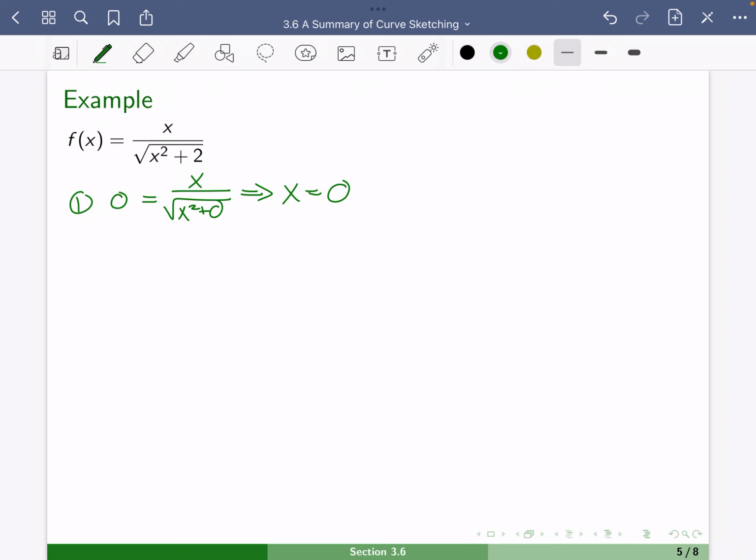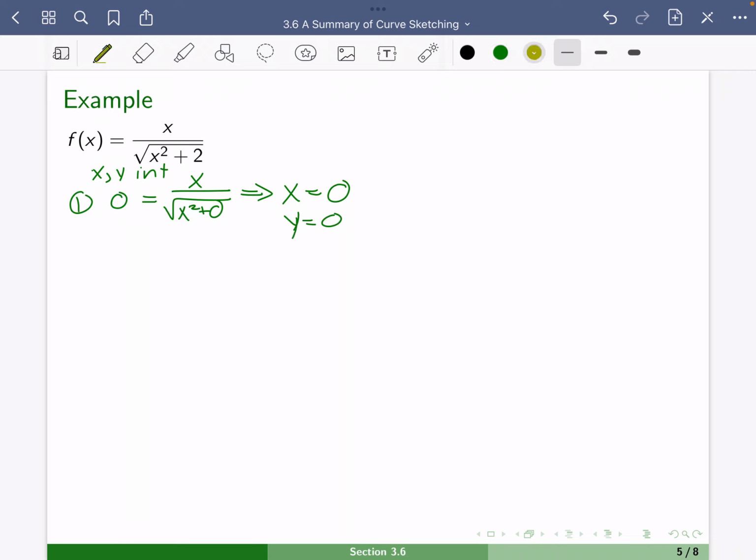Notice that would also be the y-intercept. So when you plug in 0, you'll get that our y-intercept is 0. So the x and y-intercept is at (0, 0).